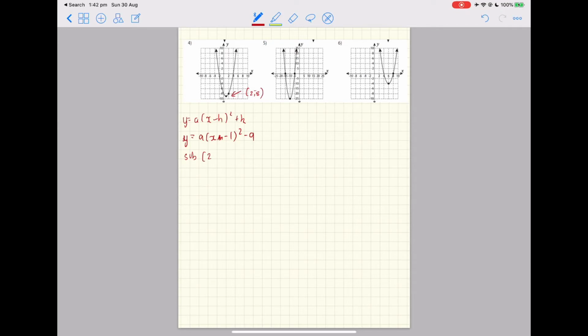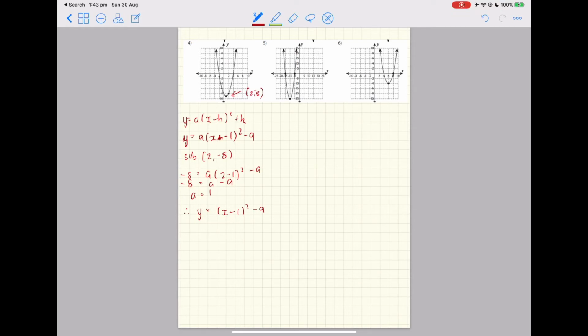So if you substitute 2 and negative 8, it's going to be negative 8 is equal to a(2 minus 1) whole squared minus 9. It's going to be negative 8 is equal to, in this case, 2 minus 1 is 1. 1 squared is just 1. So it's going to be negative 8 is equal to a minus 9. And just add 9 to both sides. A is therefore equal to positive 1. Hence, your equation is going to be y is equal to (x minus 1) whole squared minus 9.